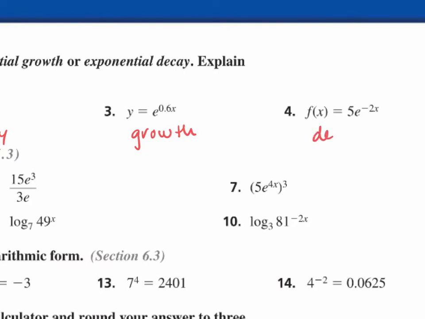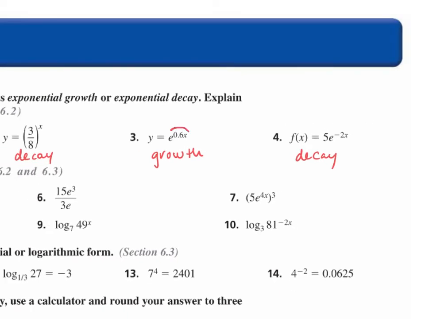So when our base is e, remember we have a different criteria for growth and decay. If our x is positive, we have growth. If our x is negative, we have decay. So for number 1 and 2, it's different than 3 and 4 because we have that e in our base. For 3 and 4, we have to look at whether x is positive or negative.